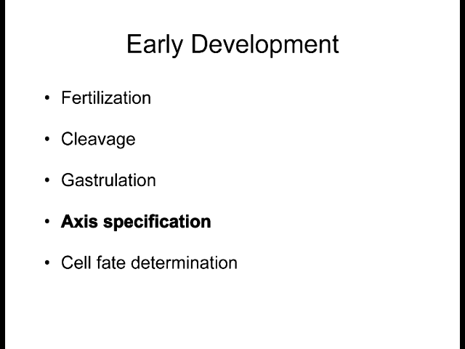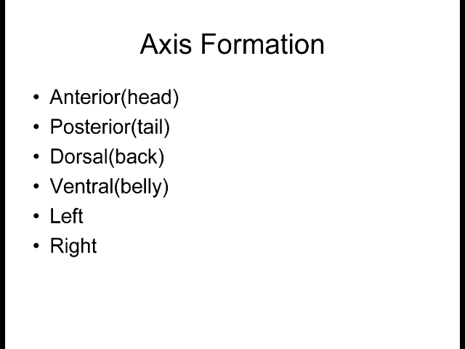Now remember the axes that we're dealing with. Anterior-posterior is head to tail. Dorsal is the back, ventral is the belly, and then left-right. These are the three axes that we typically look at when dealing with the patterning. So let's talk about Xenopus first. This is one of the more highly studied organizers amongst the four vertebrate model organisms, although chickens have definitely been studied quite a bit too as far as their organizers.